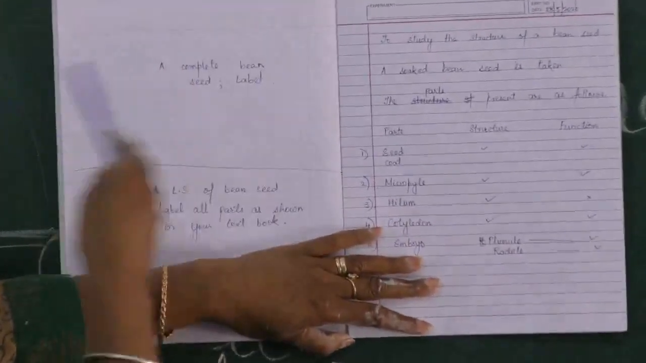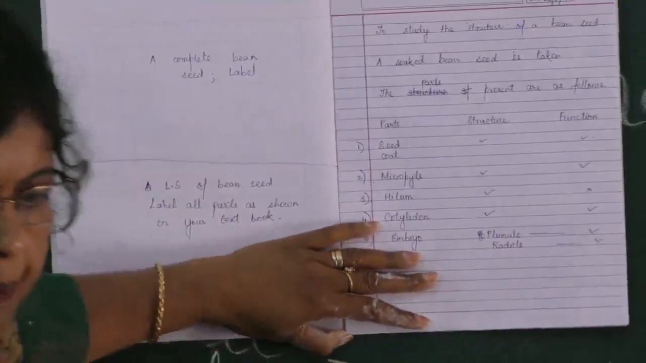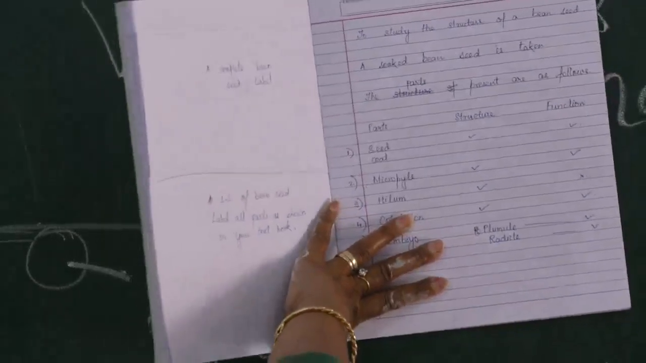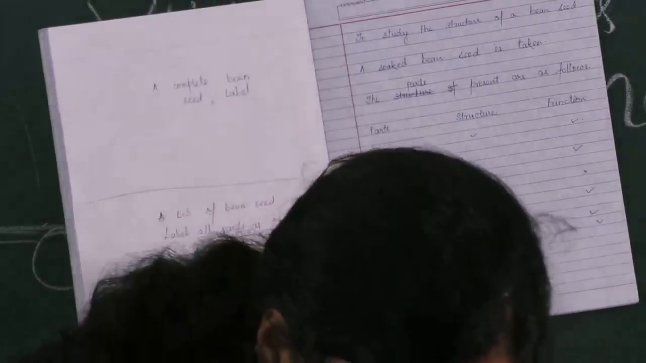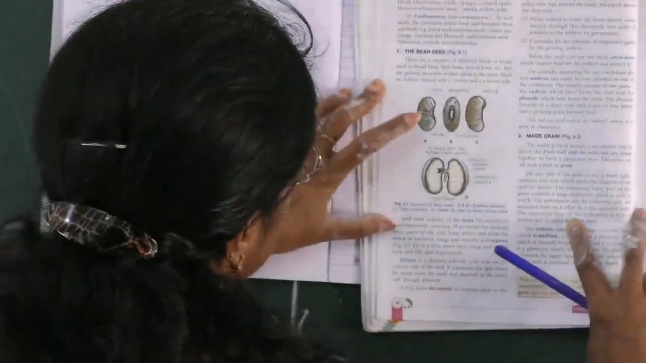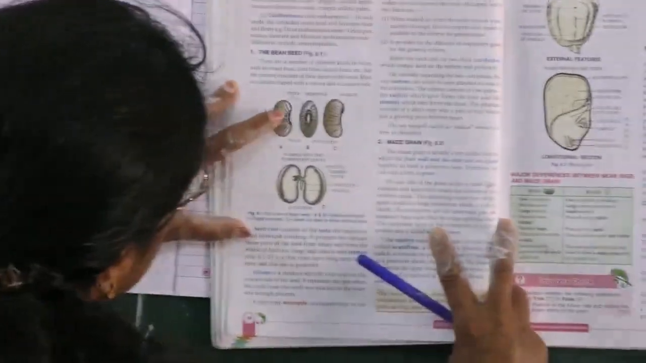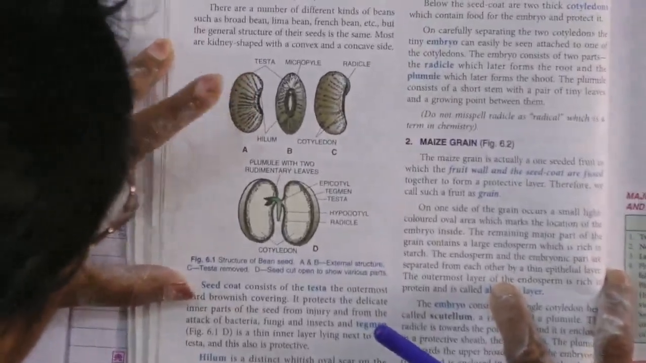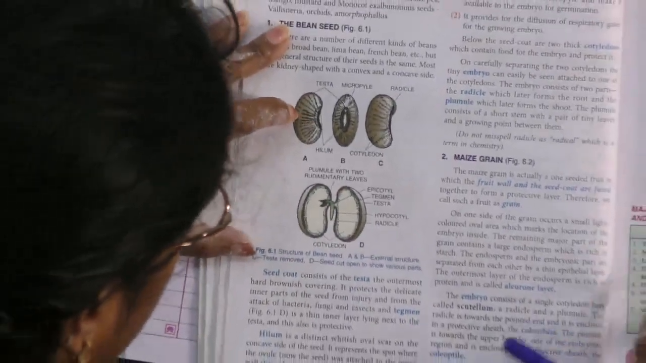So in this white part, you draw a complete bean seed. You draw a complete bean seed, this one. Is it all right? Any one. Either this, you draw this one, the first one. This diagram you draw. Is it clear?